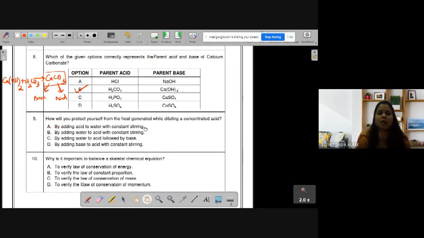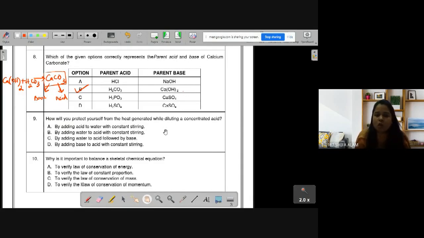Next, how will you protect yourself from the heat generated while diluting a concentrated acid? This is a must point to be noted while we are working in any lab. Adding water to a concentrated acid is a highly exothermic reaction. So we need to be very careful.